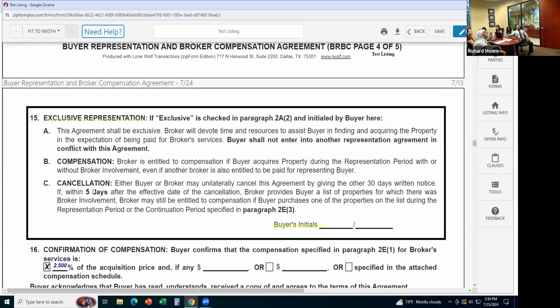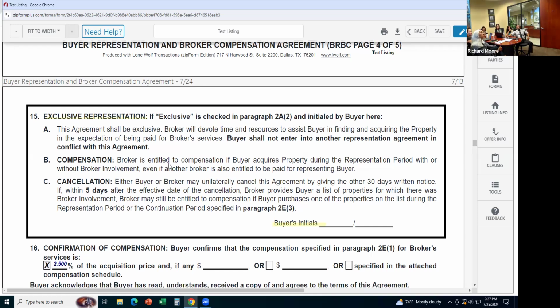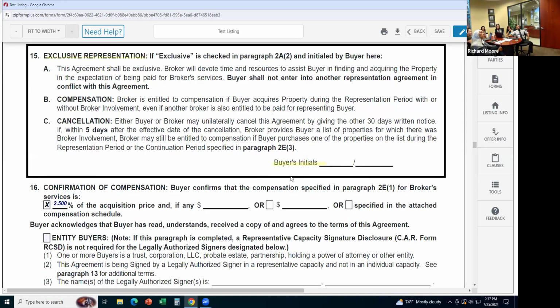And again, it talks about the compensation and the cancellation that they have 30 days. And then to cancel, if you cancel, then it expires in 30 days after that cancellation, unless the contract ends prior to that. And then within 5 days of the effective date of cancellation, the broker, the agent should have given a list to the buyer of the properties they've shown them or worked with them on. So make sure that that's initialed by the buyers.